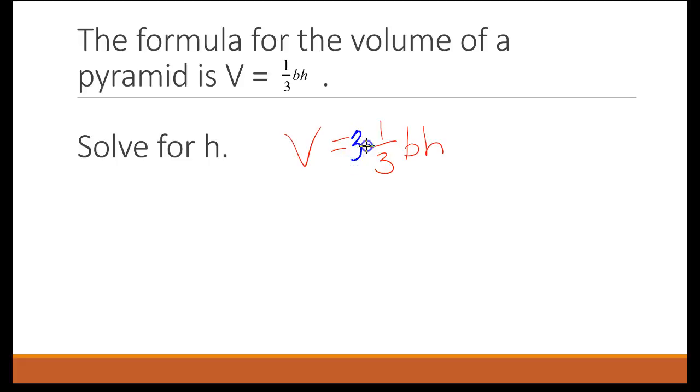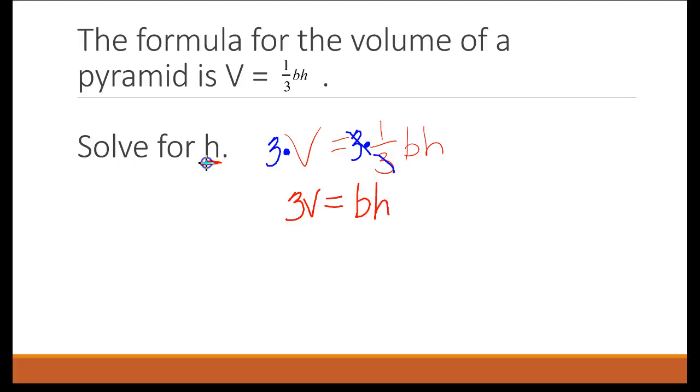I will multiply both sides by the reciprocal of the fraction. In this case, 1/3 is the fraction, so we'll multiply both sides by the reciprocal, the flipped version of 1/3, which is 3/1, or 3. That way, we'll get rid of the 3's. So already we're making progress because we got rid of the fraction first. Now we have 3 times V, which is just 3V, equals BH.